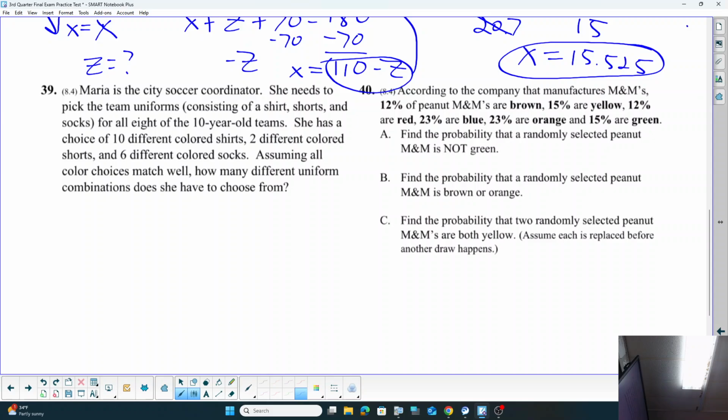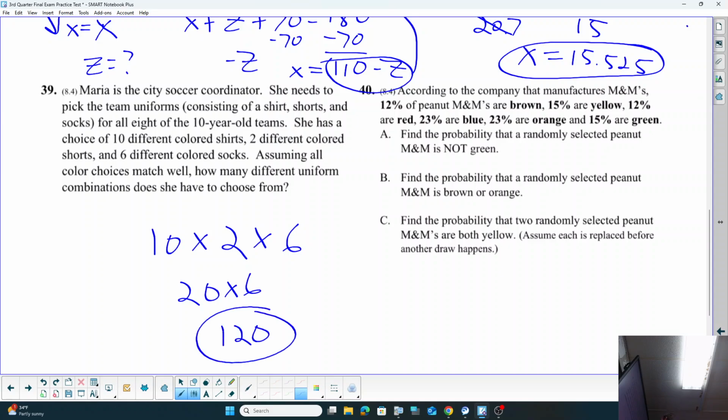Almost there. So city soccer coordinator, she needs to pick the team uniforms consisting of a shirt, shorts, and socks. For all the 8, 10-year-old teams, she has a choice of 10 different colored shirts, 2 different colored shorts, and 6 different colored socks. Assuming all color choices match well, how many different uniform combinations does she have to choose from? So 10 times 2 is 20, and 20 times 6 is 120. Total combinations.